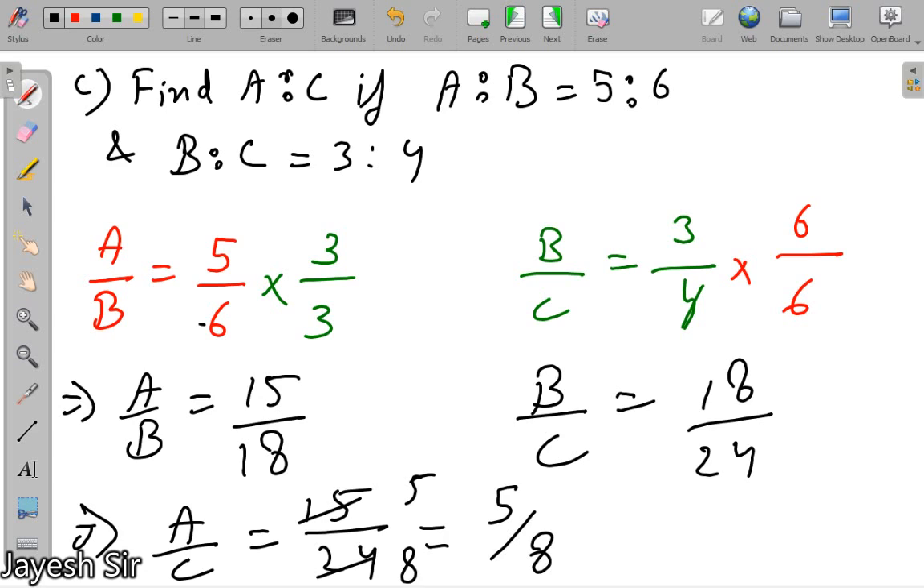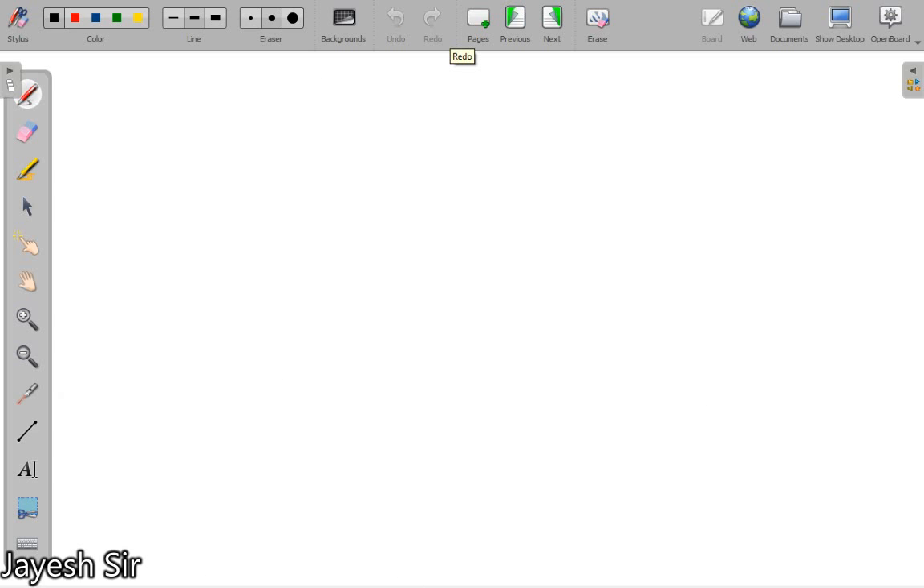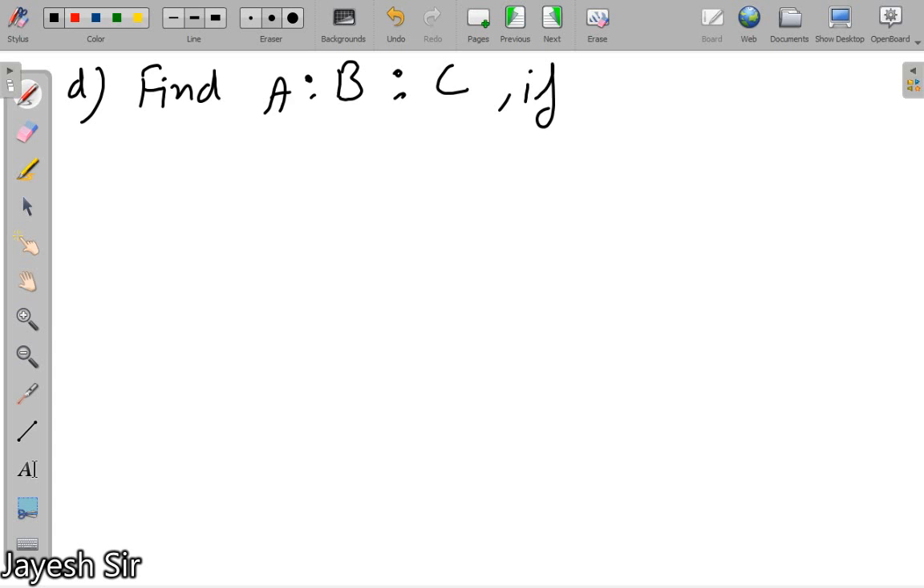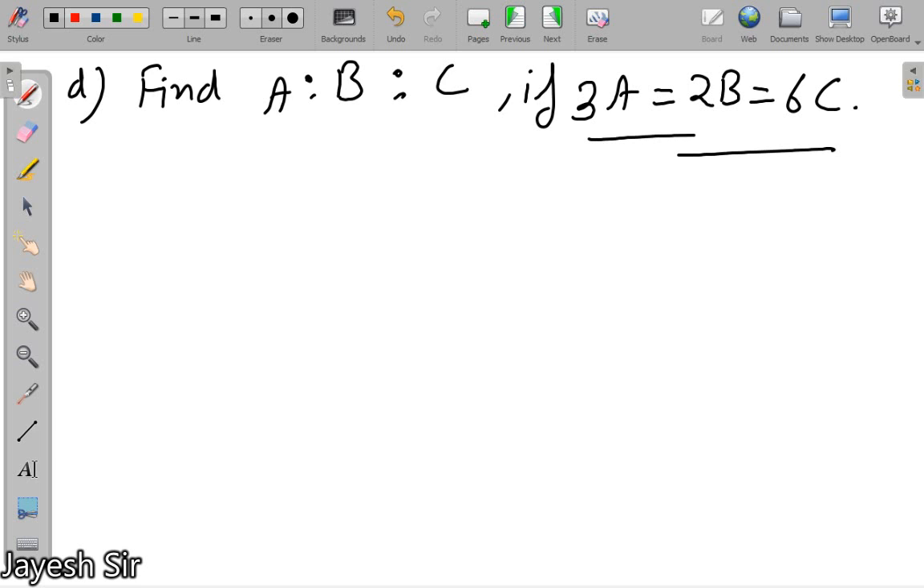Now the most dreaded one of all these four, it is D part. D part is: find A ratio B ratio C if 3A is equal to 2B is equal to 6C. Now what we do is, first of all, we will divide the given information in two parts. Although we can divide it into three parts, two parts is more than sufficient for us.